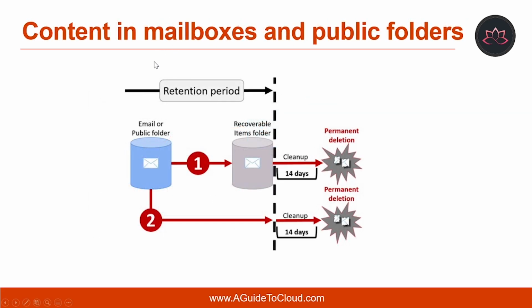And what about the content in mailboxes and public folders? For users' mail, calendar, and other items, a retention policy is applied at the level of a mailbox. For a public folder, a retention policy is applied at the folder level, not the mailbox level. Both a mailbox and a public folder use the recoverable items folder to retain items. Only people who have been assigned e-discovery permission can view items in other users' recoverable items folder.